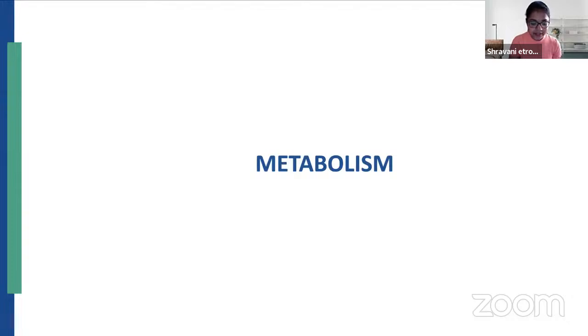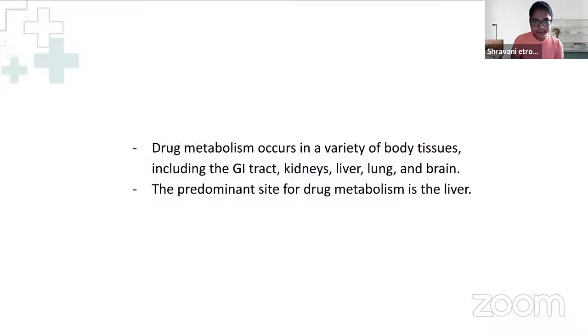And the next comes metabolism. Drug metabolism occurs in a variety of body tissues, including the GI tract, kidneys, liver, lung, and brain. But the predominant site of drug metabolism is the liver.